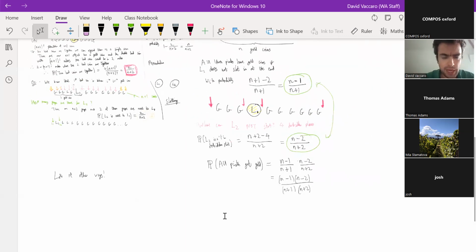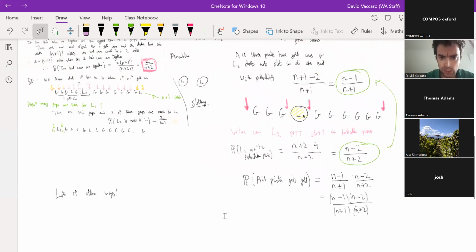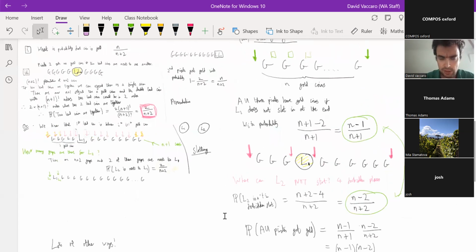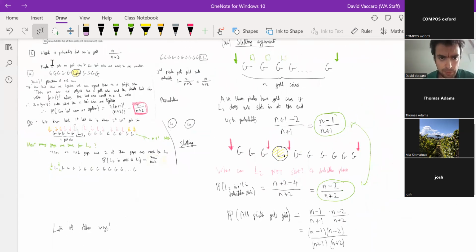Is everyone happy with that last example, or does anyone have any questions about that last example? Good, happy.